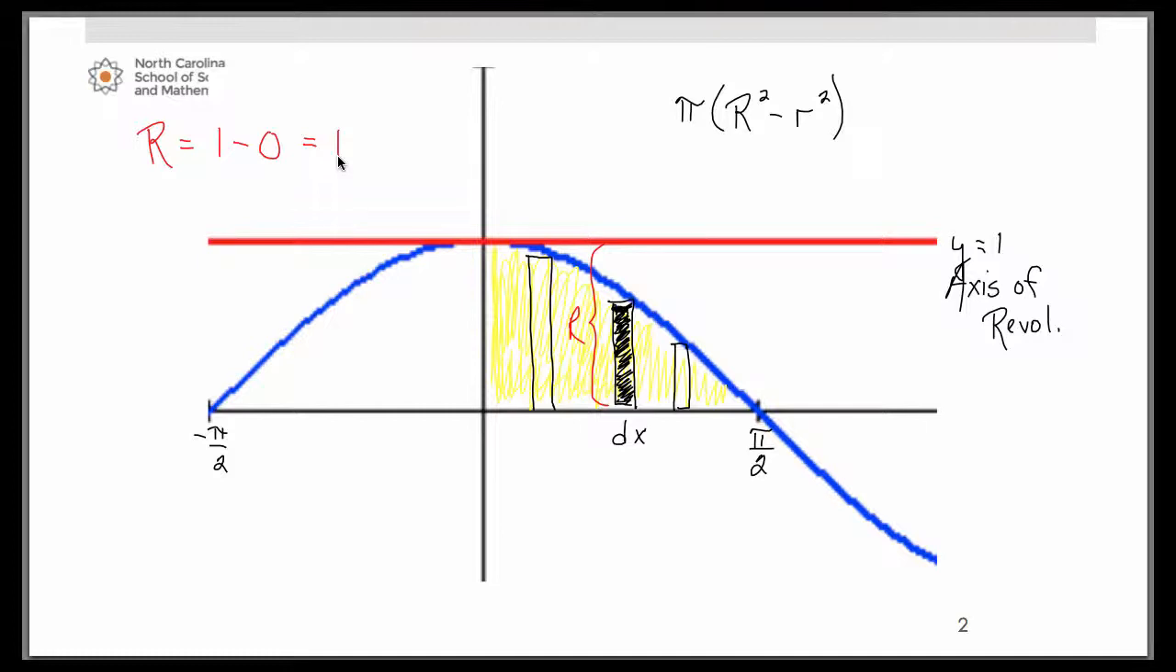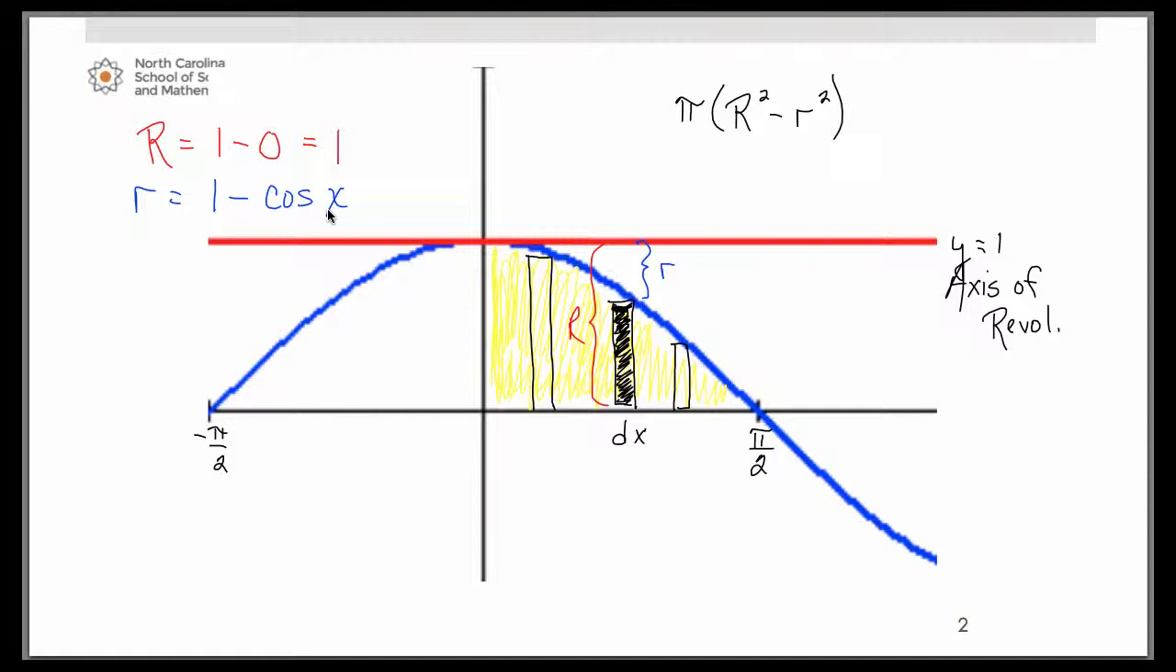Now let's do little r. Little r is going to be the distance from the axis of revolution to the close side. Essentially, it's the radius of your hole. So little r, again, we're going to use top minus bottom. So at the top, it's hitting that horizontal line again at 1, minus, and at the bottom, it's hitting the curve, the cosine curve. So 1 minus cosine x is the expression that we'll use for little r.